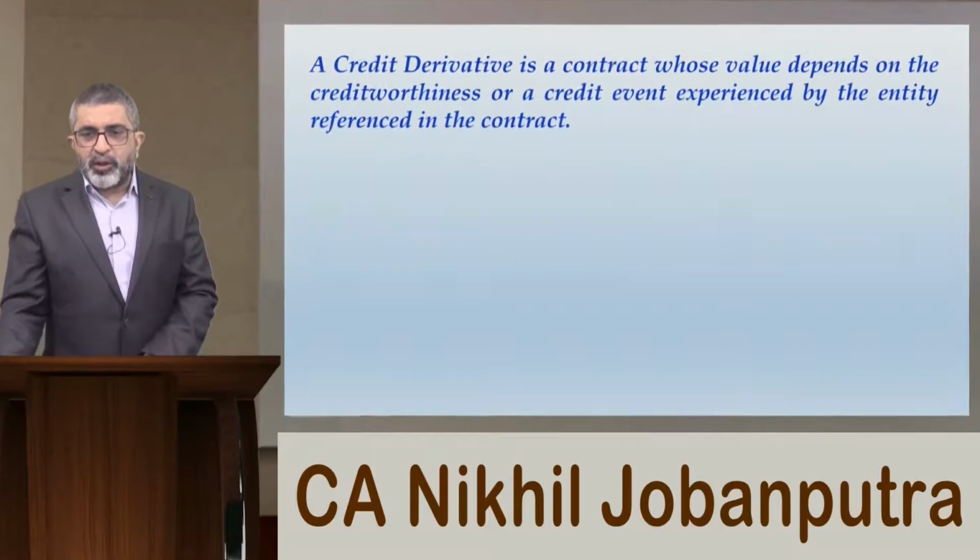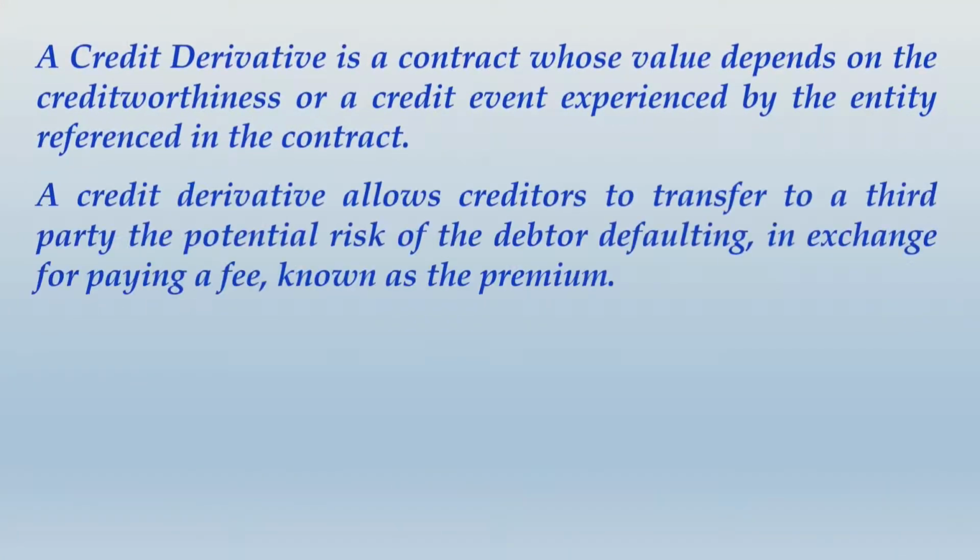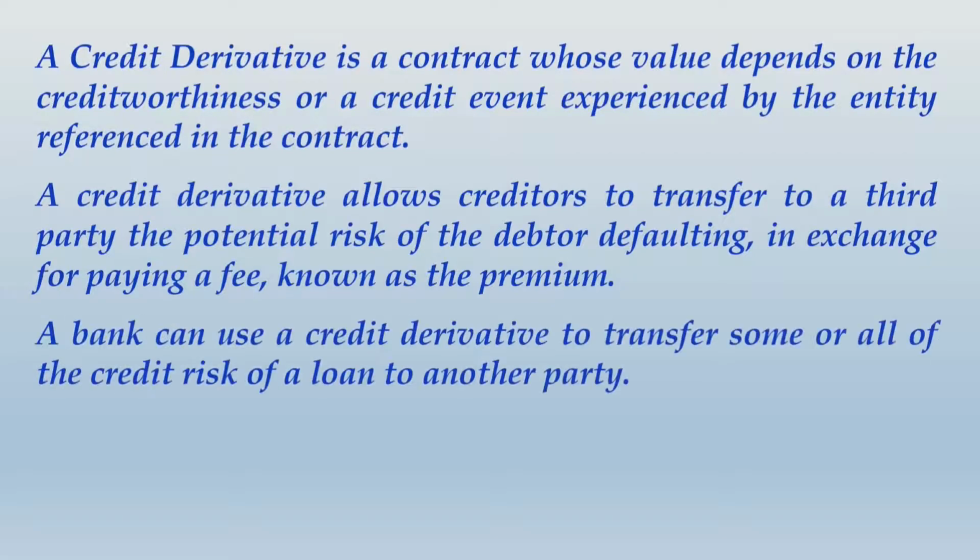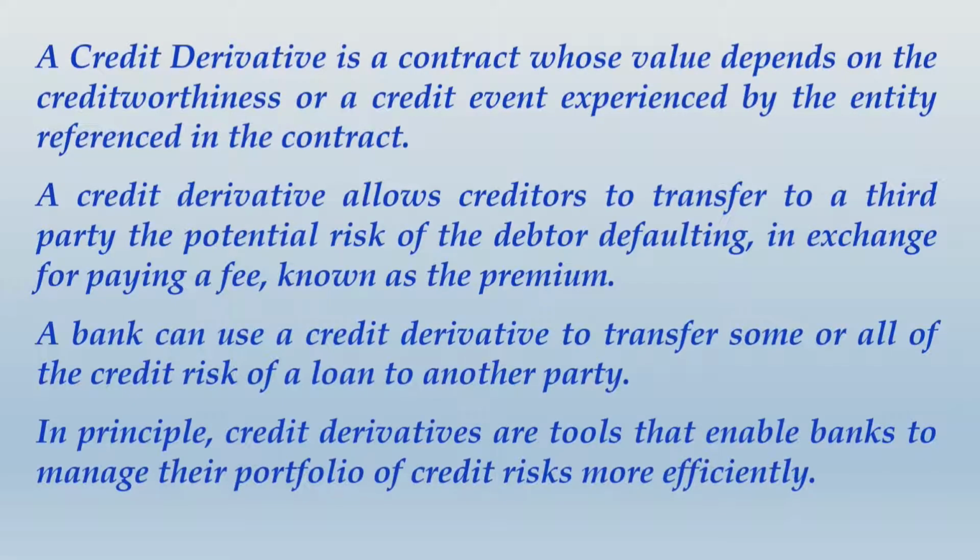So let us focus on the next point over here. It says a credit derivative allows creditors to transfer to a third party the potential risk of the debtor defaulting in exchange for paying a fee known as the premium. A bank can use a credit derivative to transfer some or all of the credit risk of a loan to another party. In principle, credit derivatives are tools that enable banks to manage their portfolio of credit risks more efficiently. So quickly write up this whole thing and then I take you ahead.